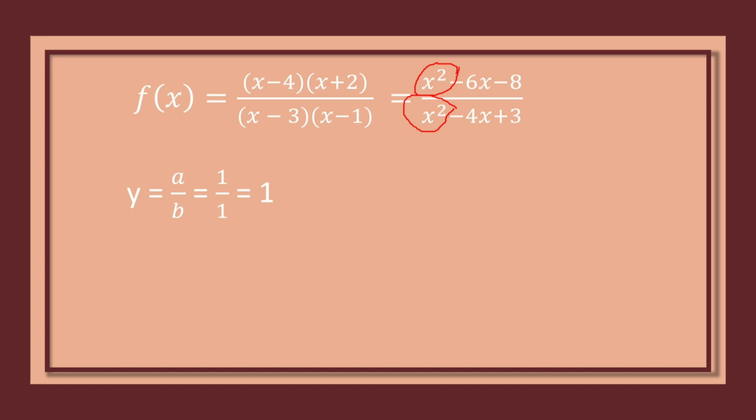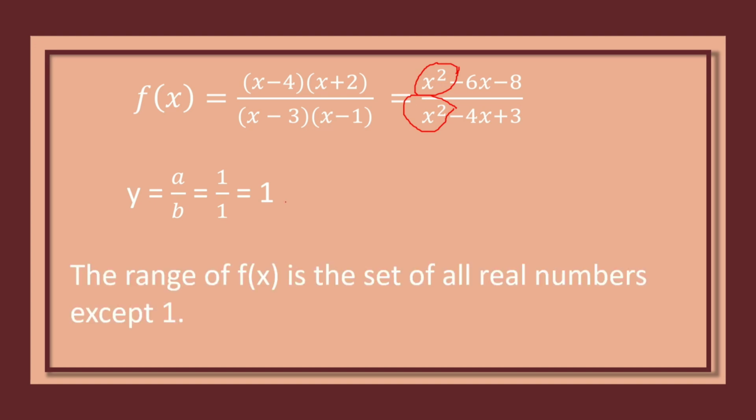So what is a? A is the leading coefficient of the numerator. So the coefficient of the variable with the highest exponent, that is 1. Then for b, the coefficient of the variable with the highest exponent, again, it's 1. So 1 divided by 1 is equal to 1. The horizontal asymptote is y is equal to 1. The range of f of x is the set of all real numbers except 1.